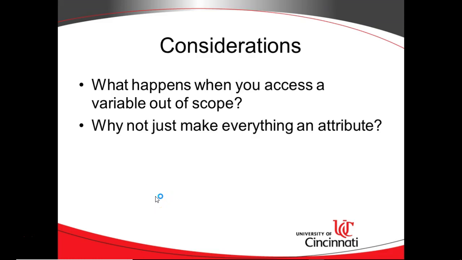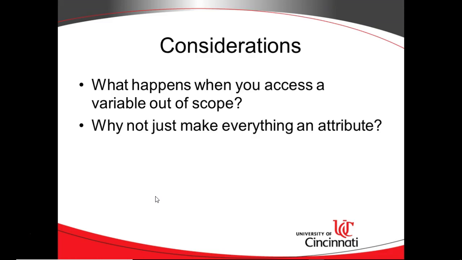So a few considerations. What happens when you try to access a variable out of scope? Your program will not compile. It will throw a red line and it will say cannot find symbol. Cannot find symbol is a tricky one because there are several things that will lead you to cannot find symbol. So if you get that error and you search for it on your favorite search engine, you might find a bunch of solutions that don't work because several things will give you that. Misspelling, miscapitalization, declared out of scope. These things will all give you cannot find symbol.